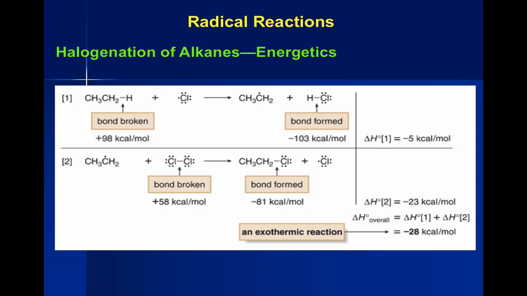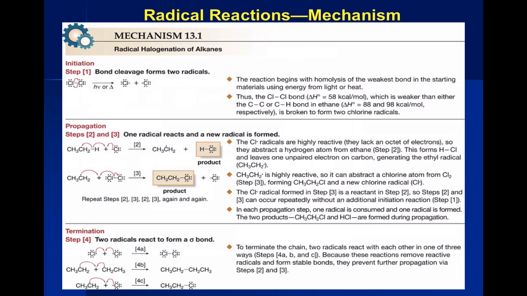You can see overall that the halogenation of ethane with chlorine gas is overall exothermic by about 28 kilocalories per mole. But the mechanism involves three steps. All free radical reactions have three steps. They have an initiation step, they have propagation steps, and they have termination steps.